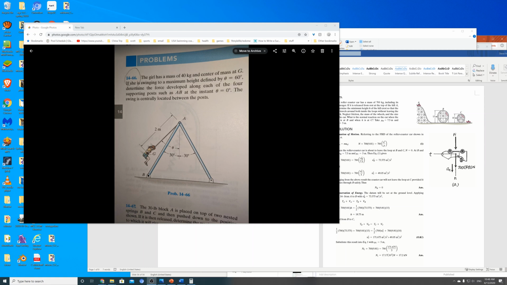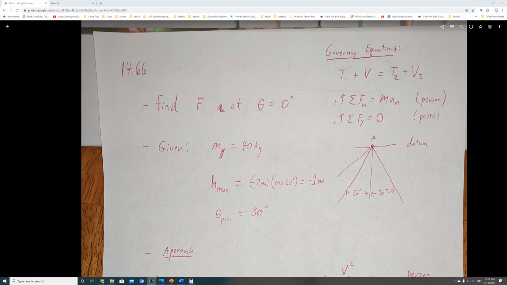There's actually four posts, so these are two of them that are shown, so it's only shown in 2 dimensions. But we have to make sure we include the other two posts that aren't being shown. We want to find out the force on these two posts when the girl's position has moved vertically, right here. So what are we looking for? We're looking for the force at theta equal to 0. Although I didn't draw it in here, it's the vertical when the swing has become vertical.